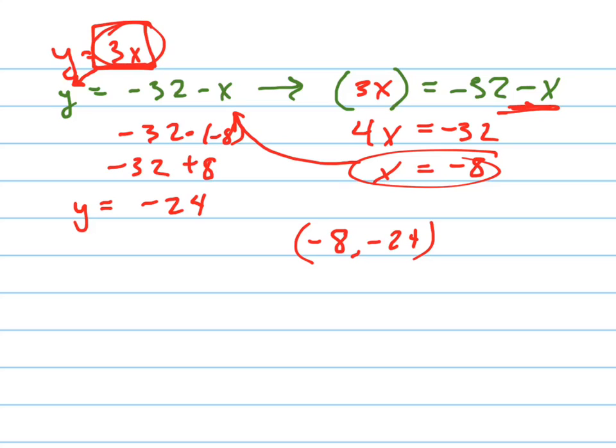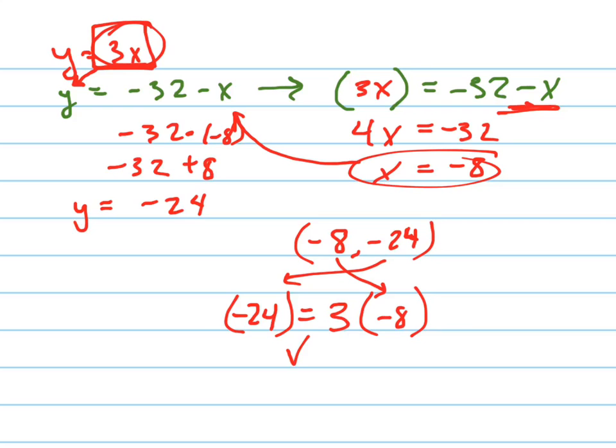Let's check if that's right. I'm going to check by rewriting the first equation. Since I didn't use that to plug in, you use the opposite equation. When I rewrite y equals 3x, remember y is negative 24 and x was negative 8. Make sure you're plugging the right ones in. Does negative 24 equal 3 times a negative 8? Yes, it does, so it's correct. So there's my answer. Negative 8 comma negative 24.